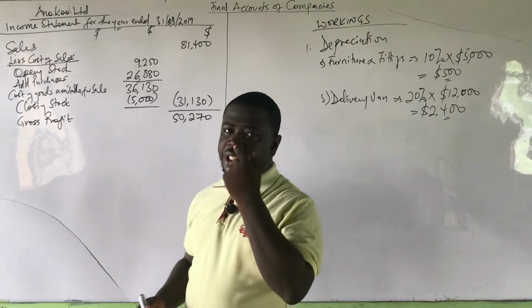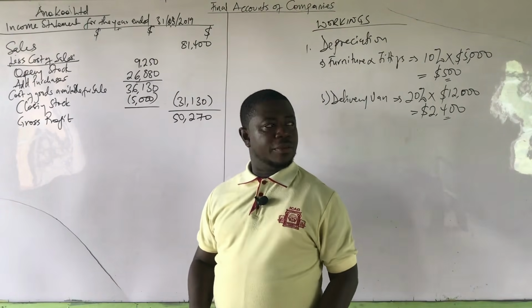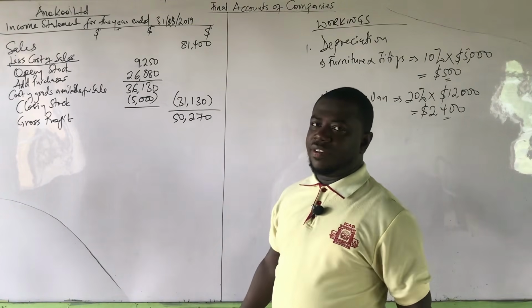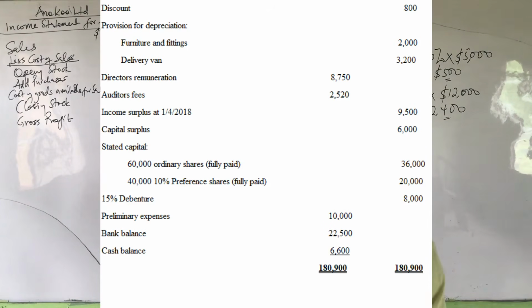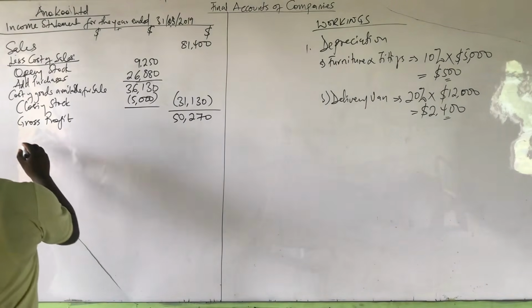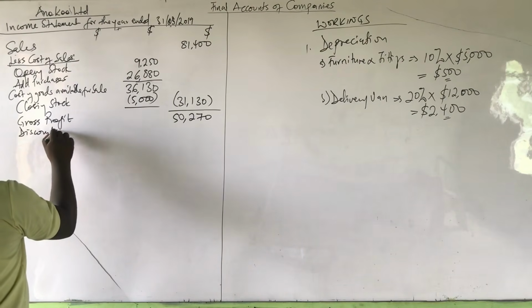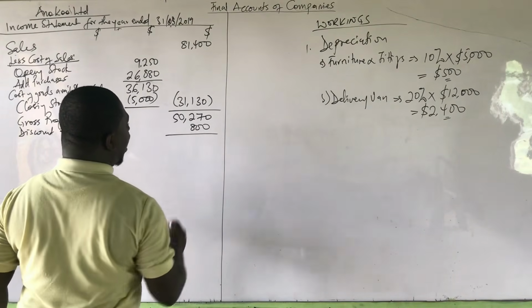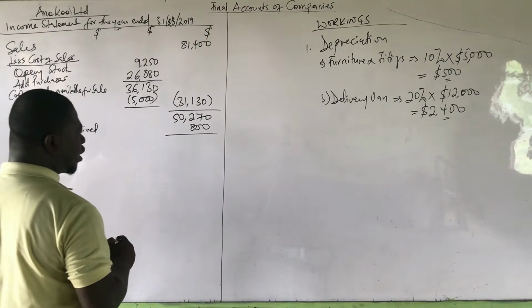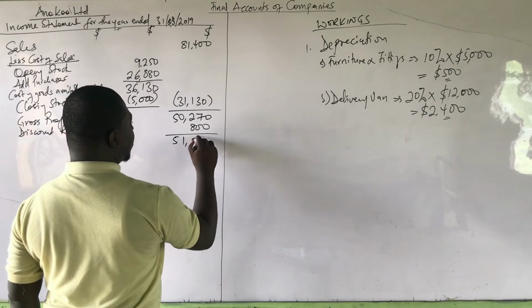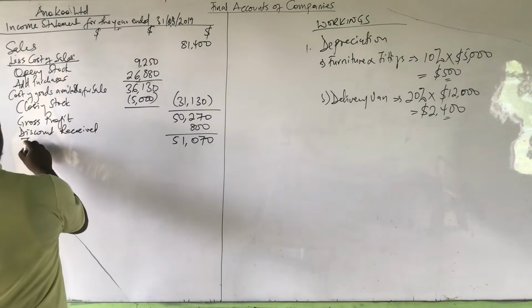So from the gross profit, we look through to see if there were any other income. If there is any other income, we just add other income before we take out our expenses to arrive at the net profit. So in this question, there was only one other income, which is the discount received of 800. I told you the discount is on the credit side, so it's discount received. So you add your discount received of $800 to the gross profit, and it's going to give you $51,070 as your total income.